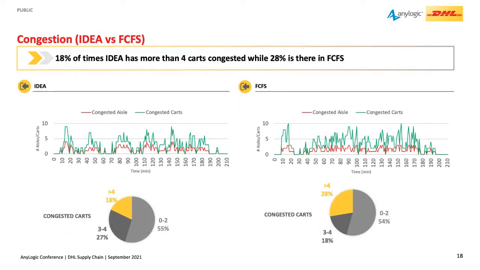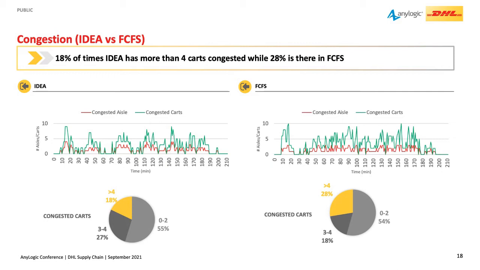So this is a line chart which tells about the congestion in the aisles. In the chart, we have two lines. The red one talks about the number of congested aisles, and the green is number of congested carts. We say an aisle is congested when there are two or more than two carts in that aisle. So the red line in the line chart is telling how many aisles are congested at every instant of time. And the green line is telling how many carts are there in those congested aisles.